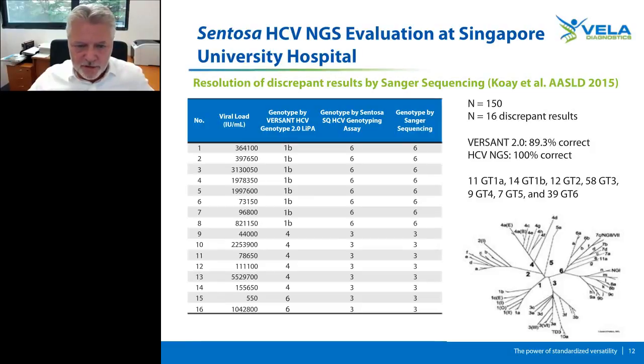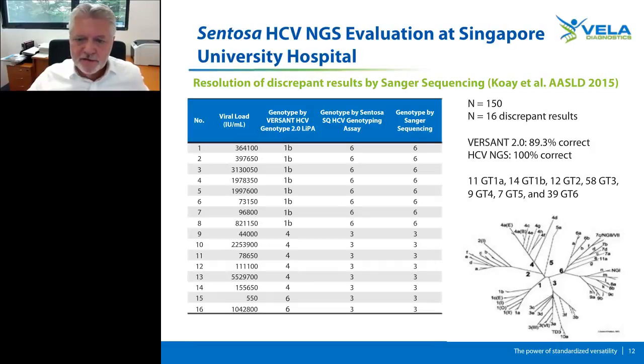On this table is shown that the Versant genotyping assay detected 1B falsely. The correct detection was the genotype 6, and that was all confirmed by Sanger sequencing. So the Sanger sequencing confirmed that all the NGS results were correct results. This is of concern, since if you would get the wrong information about the genotype, as I mentioned before, you would probably also choose the wrong regimen with the drugs, may fail, and may have additional cost for drug treatment.